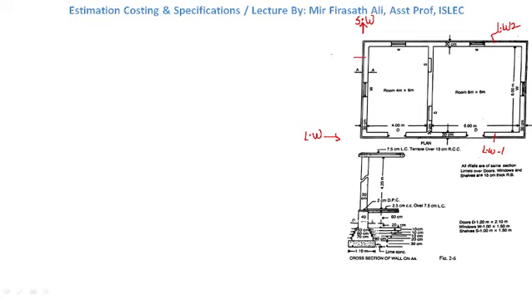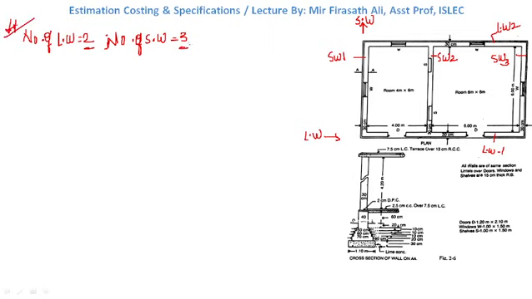Whereas how many short walls do we have? Short wall 1, short wall 2, and this is also our short wall 3. So let us write the numbers. Number of long walls we have is 2, whereas number of short walls given in the figure is 3. In the earlier numerical example, the number of long walls was 2 and the number of short walls was also 2, but in this problem the number of long walls is 2 and the number of short walls is 3.